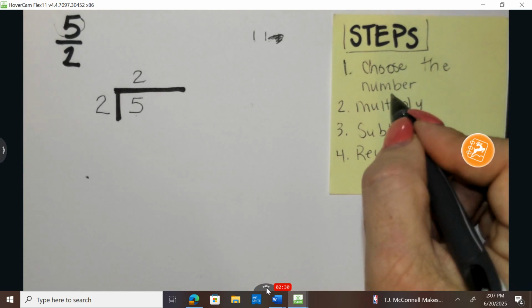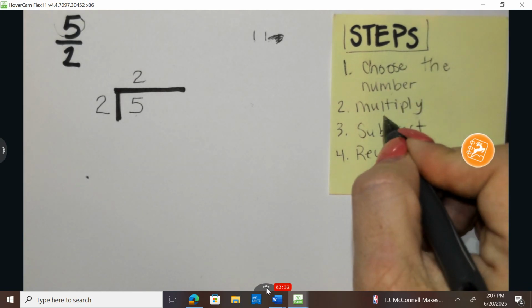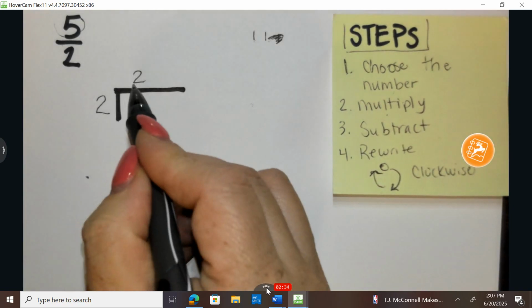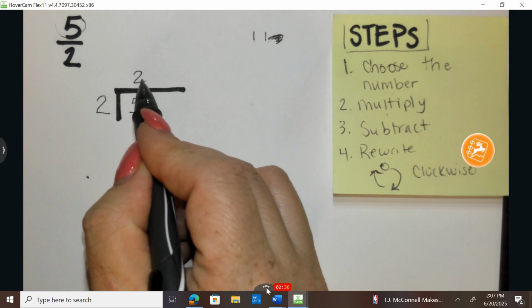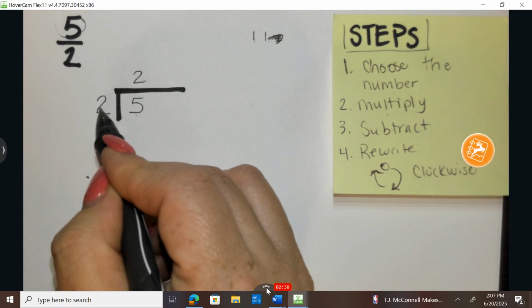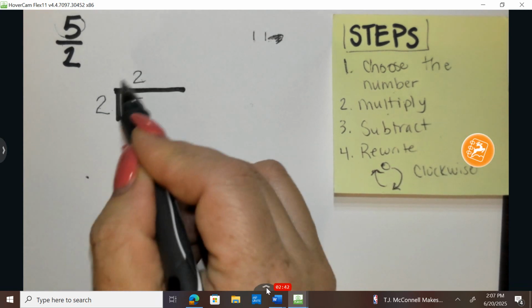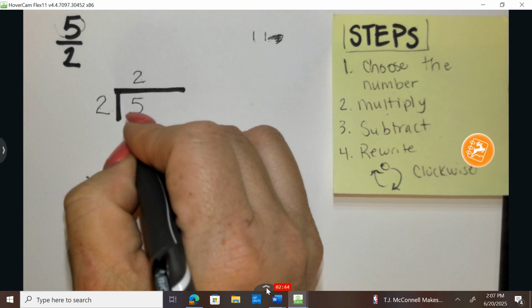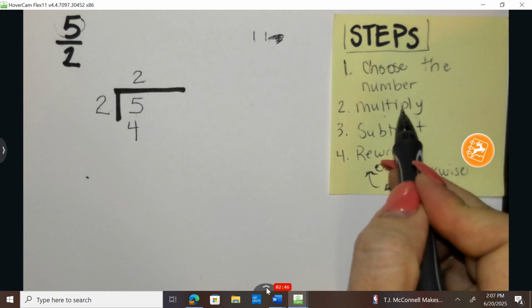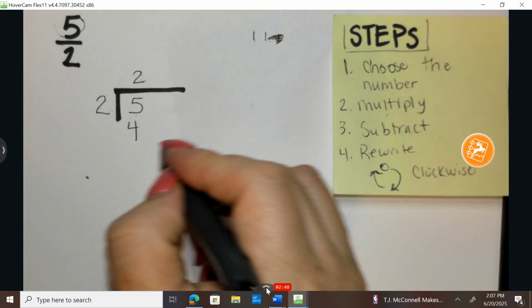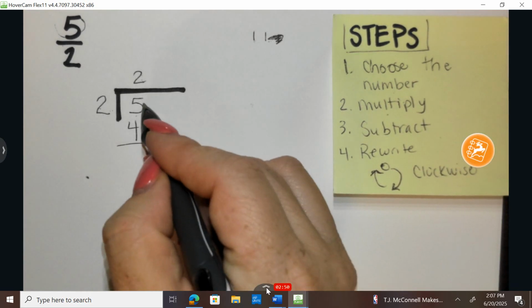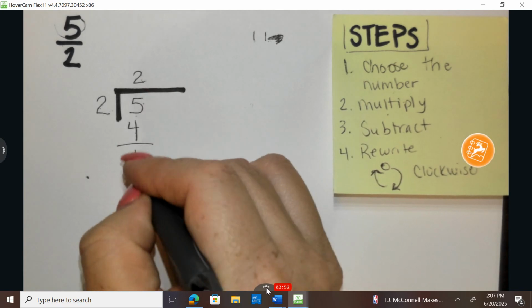I chose the number. The next thing I'm going to do is multiply. When you multiply, you take the number you chose and multiply it by the number on the outside, off to the left. 2 times 2. Well, 2 groups of 2 is 4. I've done step 2. Step 3 says I'm going to subtract them. 5 subtract 4 is 1.